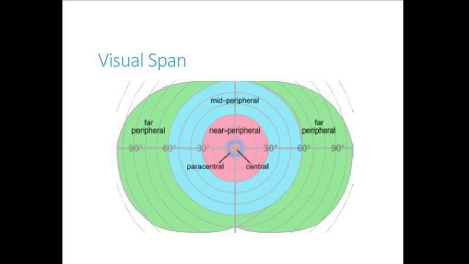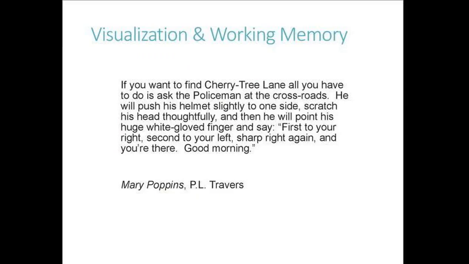All right, another example. We talked about comprehension and the importance of visualization and working memory. And this often brings to mind for me one of my very favorite books from my childhood days called Mary Poppins. Many of you may be familiar with it. And it starts this way. If you want to find Cherry Tree Lane, all you have to do is ask the policeman at the crossroads. He will push his helmet slightly to one side, scratch his head thoughtfully, and then he will point his huge white gloved finger and say, first to your right, second to your left, sharp right again, and you're there.